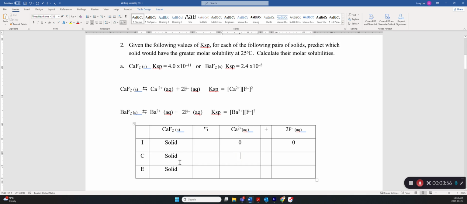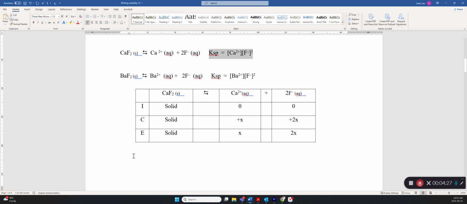So the other thing is the change will be a plus X because some of the solid dissociates into the water, not all of it. And for this fluoride ion, this will also be plus, this time 2X, because there is a 2 stoichiometric coefficient in front. So in equilibrium, we'll have X for the calcium 2 plus and 2X for the fluoride ion.